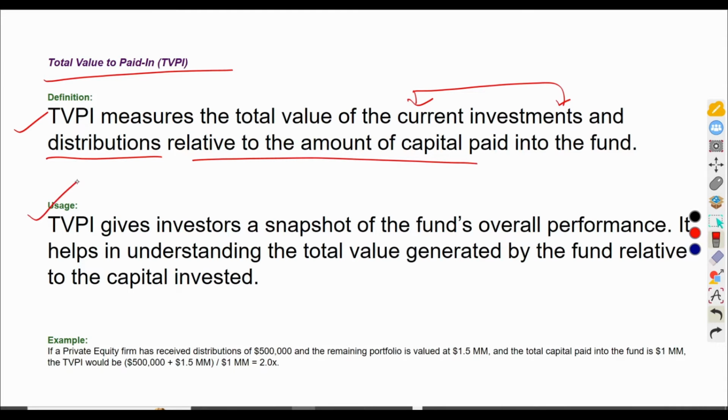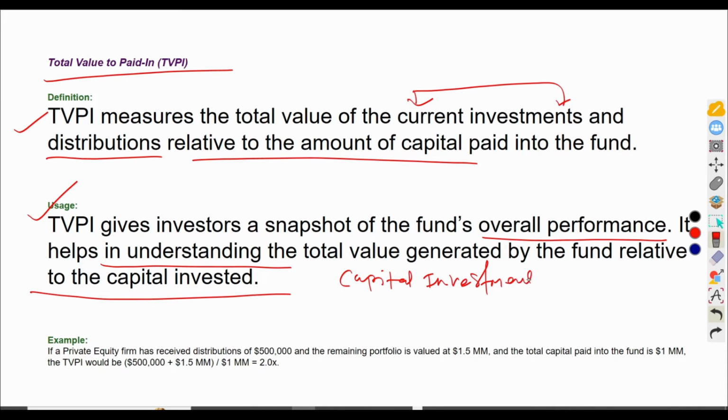What is the usage of this particular TVPI ratio? TVPI gives investors a snapshot of the fund's overall performance. It helps in understanding the total value generated by the fund relative to the capital invested. Here we are talking about three things. One is capital investment. Another one is return of capital. And the last one is remaining value also. If we see any amount remaining in the fund, we are talking about that as well.